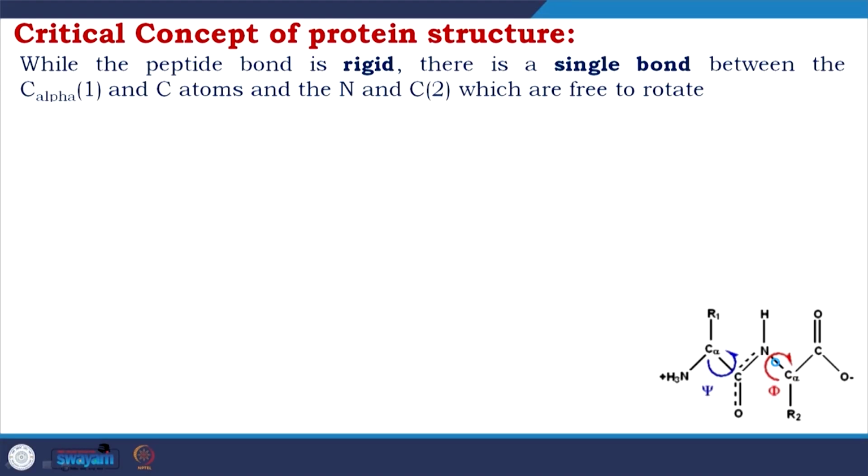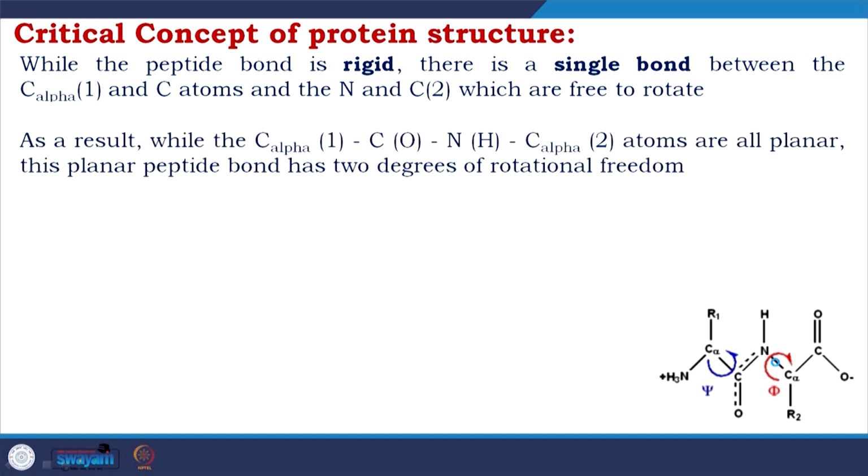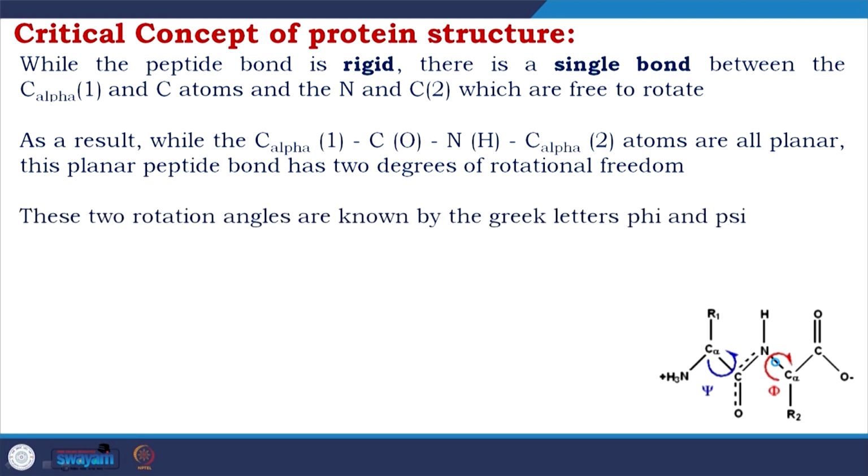So, while the peptide bond is rigid, there is a single bond between the C alpha and C atom, and between N and the next C alpha, which are free to rotate. The C alpha to C bond is the psi bond, and the C alpha to N bond is the phi bond. As a result, while the C alpha, C, O, N, H, C alpha atoms are all planar, this planar peptide bond has 2 degrees of rotational freedom. These two rotational angles are known as phi and psi.